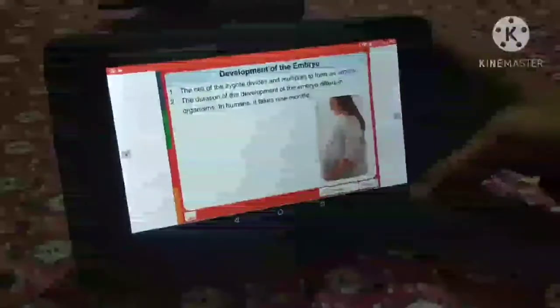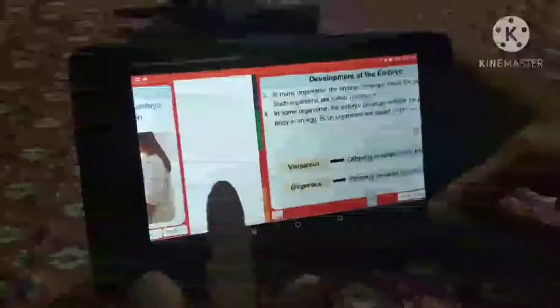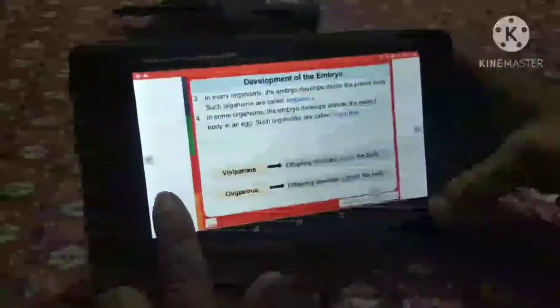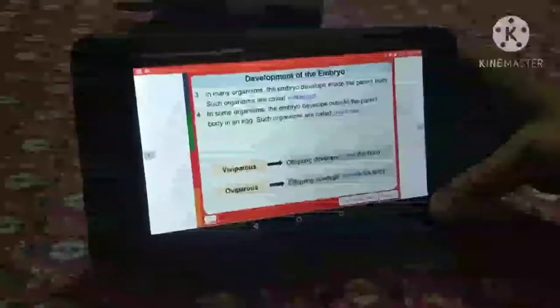The cell of the zygote divides and multiplies to form an embryo. The duration of the development of the embryo differs in organisms. In humans, it takes 9 months. In many organisms, the embryo develops inside the parent body. Such organisms are called viviparous. In some organisms, the embryo develops outside the parent body in an egg. Such organisms are called oviparous.